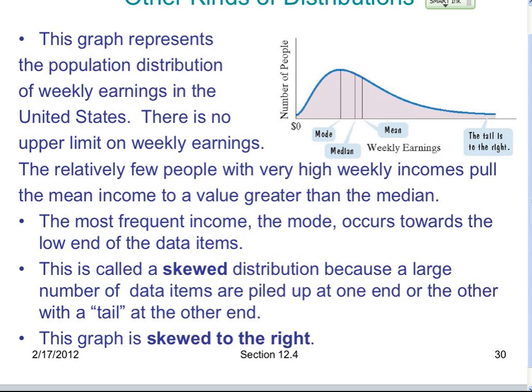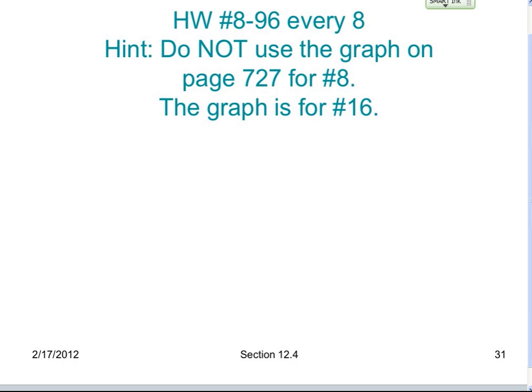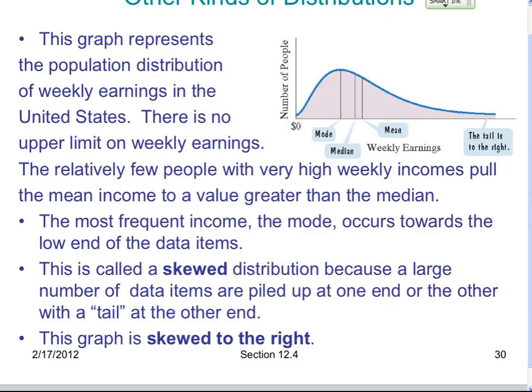There are different kinds of distributions. This is a normal distribution, but it is skewed. Notice it has a longer tail on the right. Because it has a longer tail on the right, we say it is skewed to the right. If you have a tail on the left, we would say it's skewed to the left.